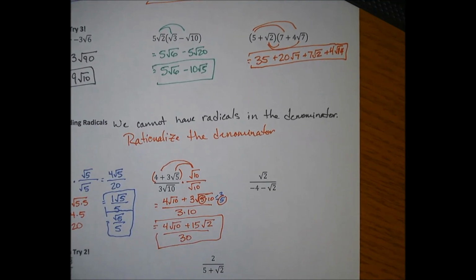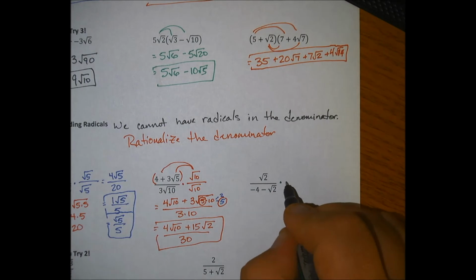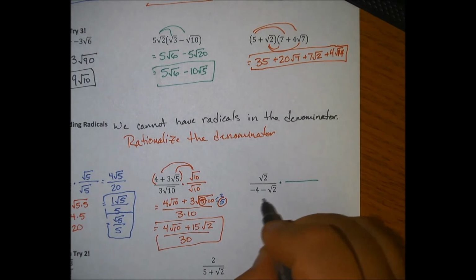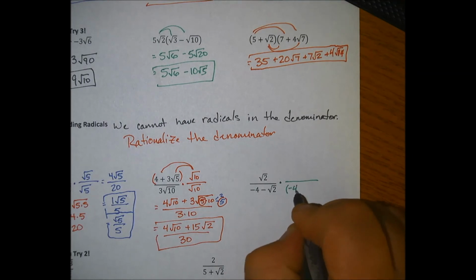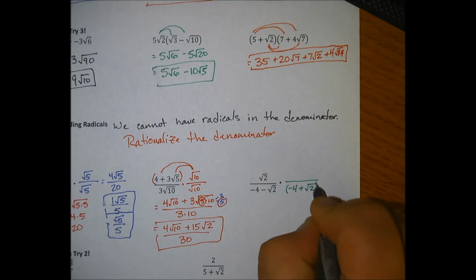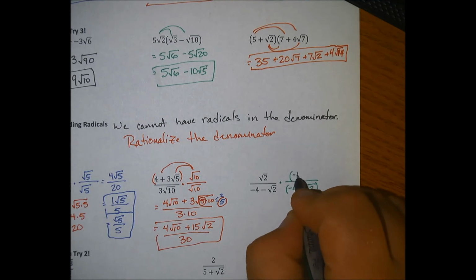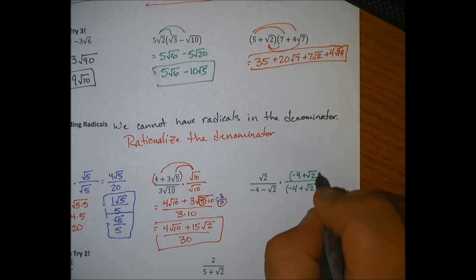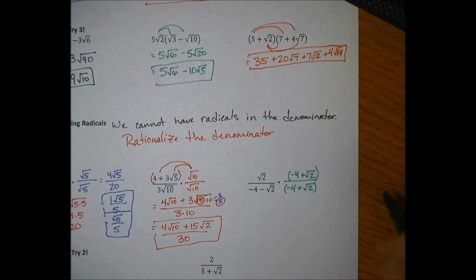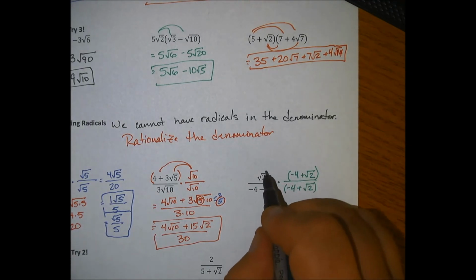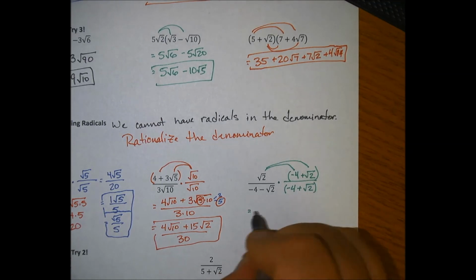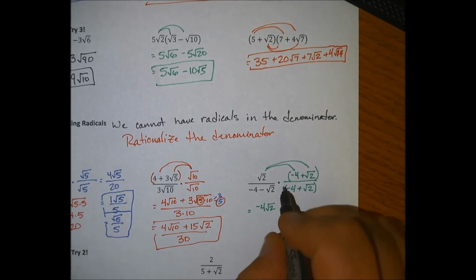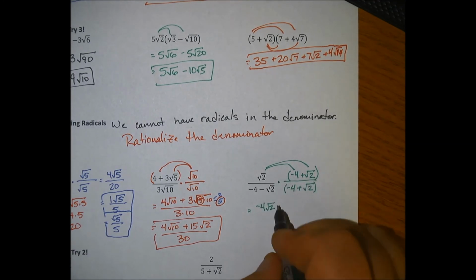So what I want to multiply this by is this thing with a different sign in the middle. So I'm going to multiply it by negative 4 plus square root of 2. I'm going to do that on the top and bottom. Okay? Now let's look at what we get. Let's start with the top. So I'm going to distribute the square root of 2. So square root of 2 times negative 4 is negative 4 square root 2. Square root of 2 times square root of 2 is just 2.